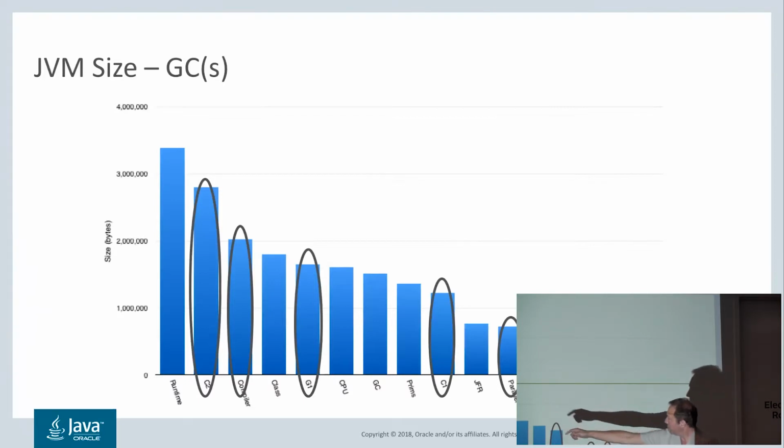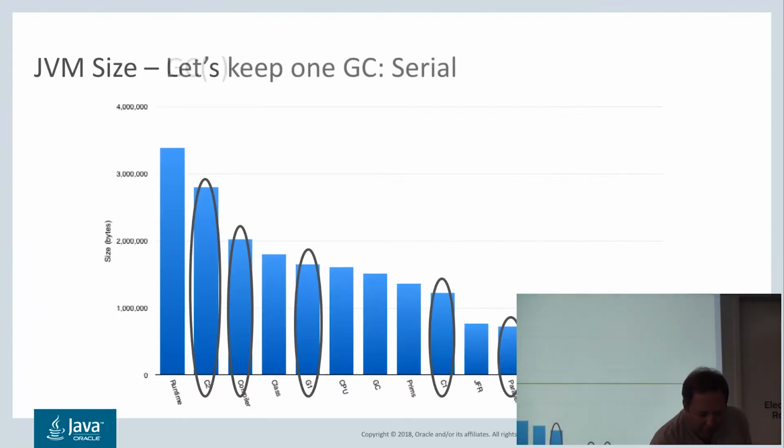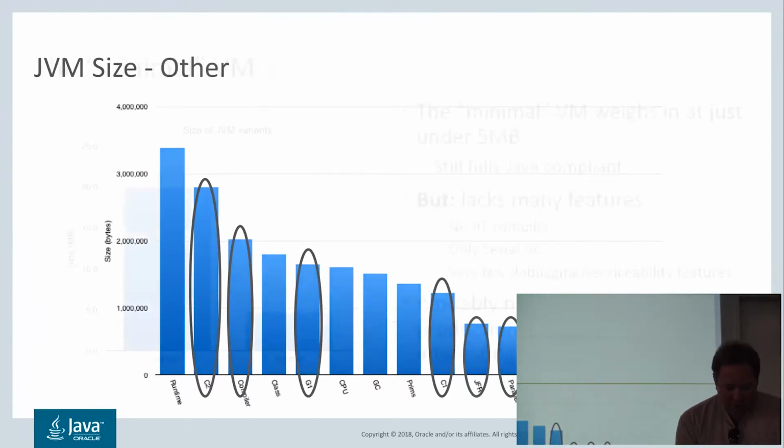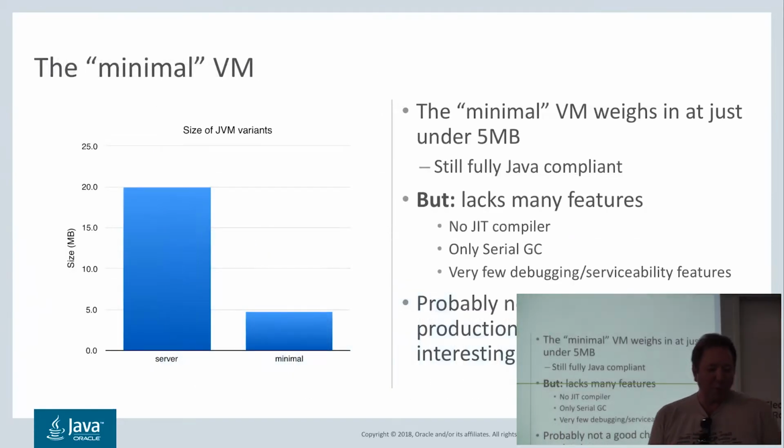But you don't need, as I said, 4 of them or 5 of them. So let's keep one. Let's keep serial. That's the smallest one that still does the work, but again, you'll lose the performance. And we'll ditch a bunch of other stuff that we probably don't need.